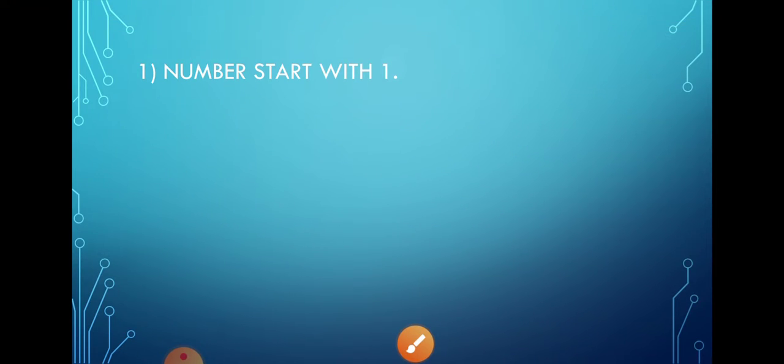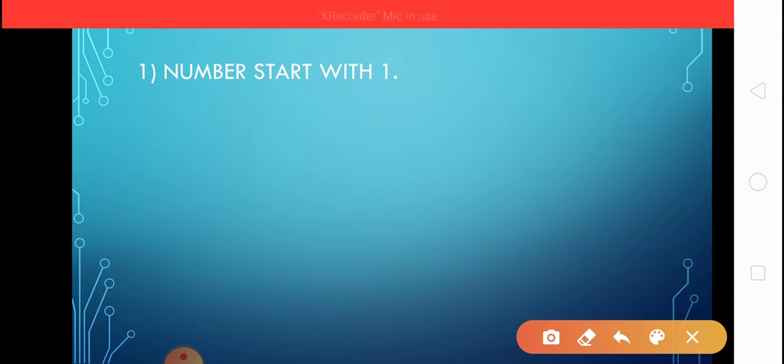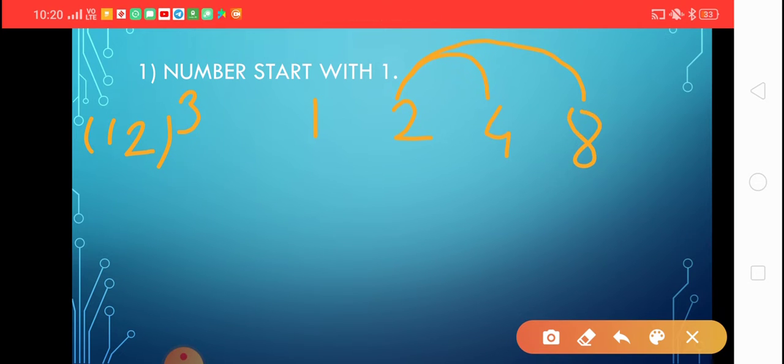Here is the first case, when the number starts with 1. Let's take an example of 12. We have to find the cube of 12. What we simply have to do is write this 1 and 2. Then we have to write the square of 2 here, that is 4. Then we have to write the cube of 2, that is 8 over here.